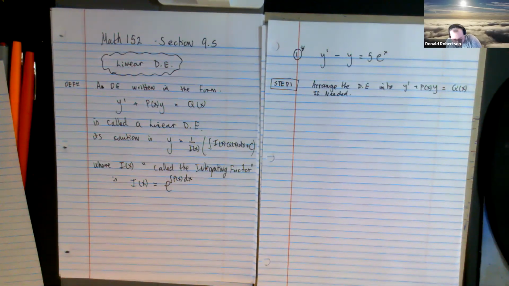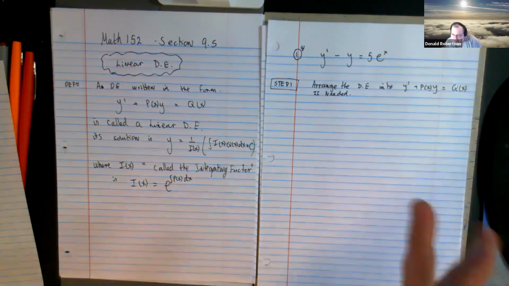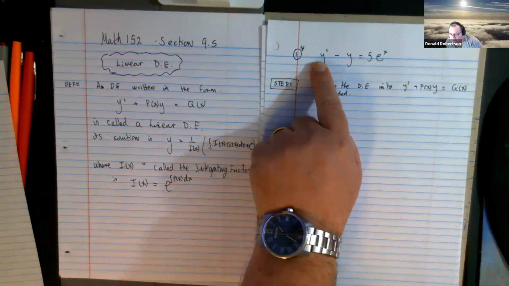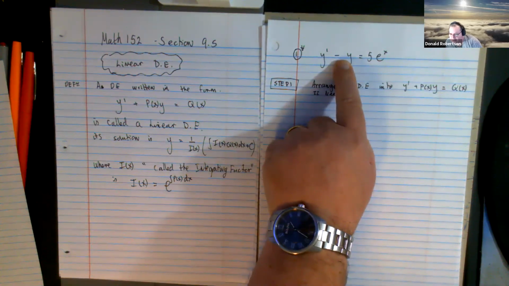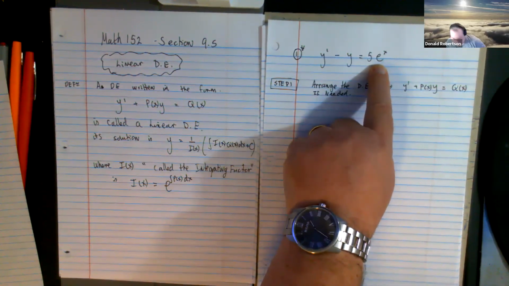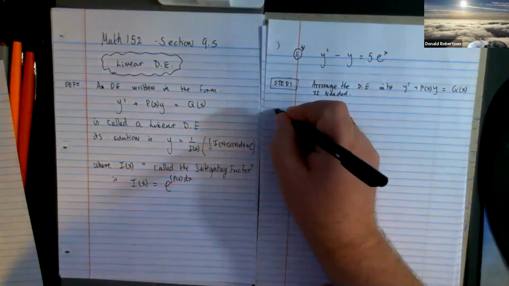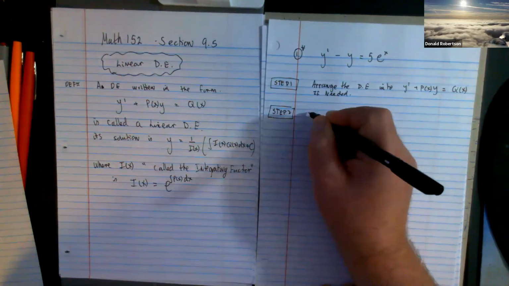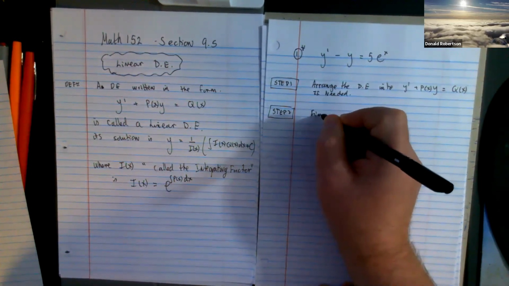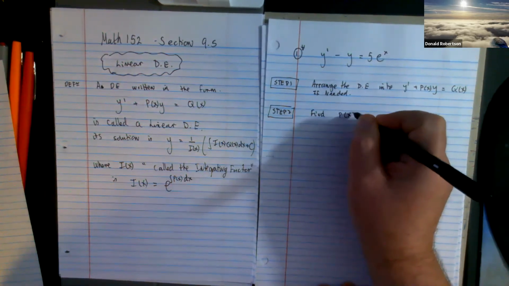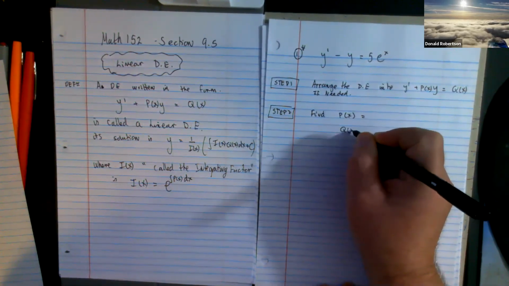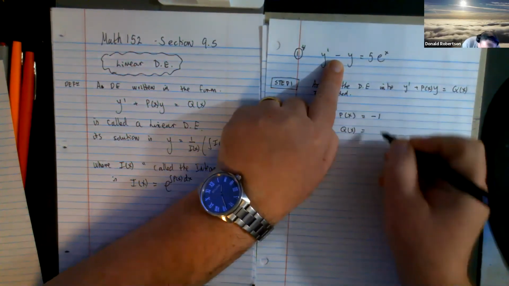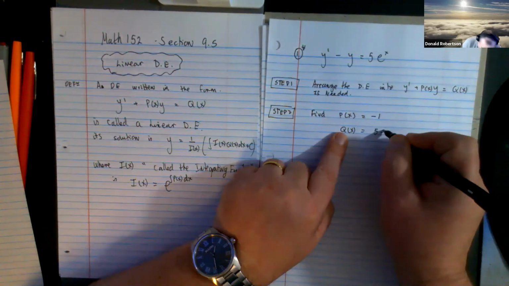But you know there are going to be some questions where everything's jumbled up and you have to fix it. And fixing it means y dashed on its own, something with a y equals something with x's. Now, step 2. Find the p of x and find q of x. In this question, p of x is -1 and q of x is 5e to the x.